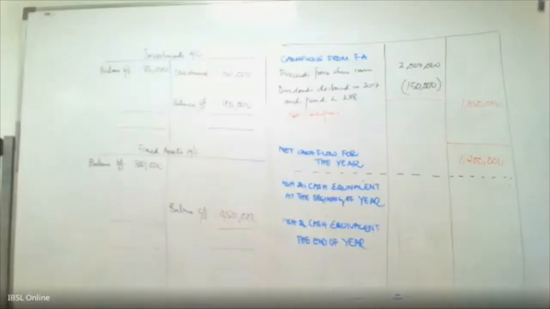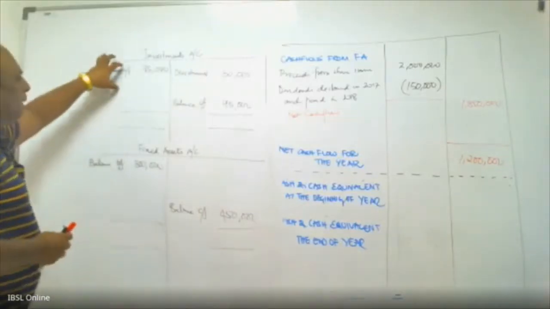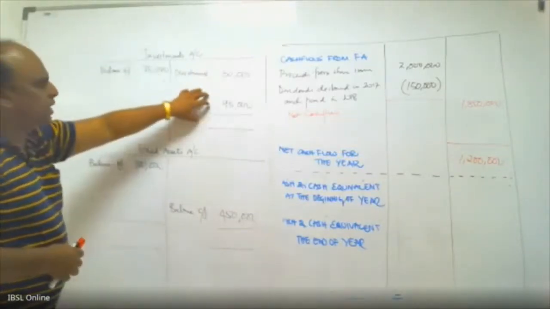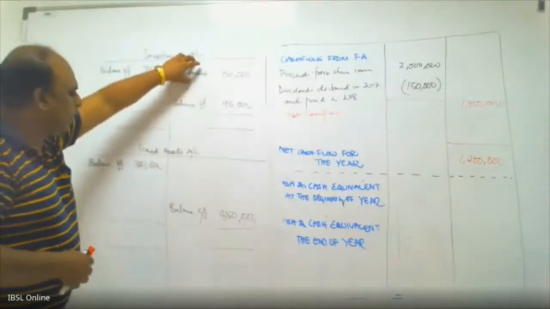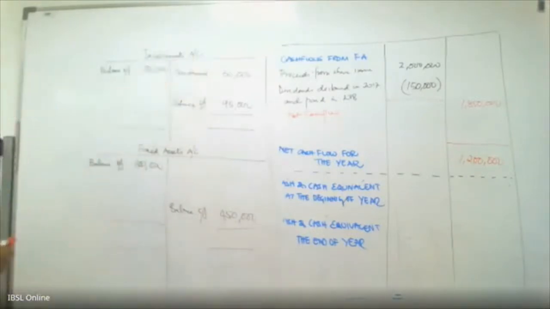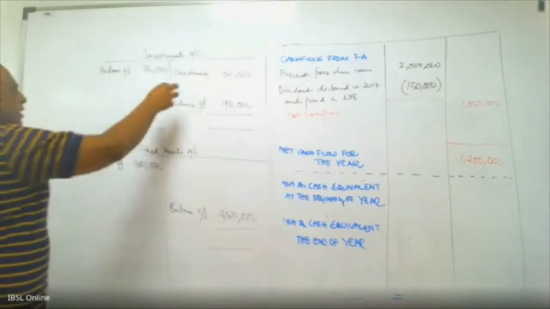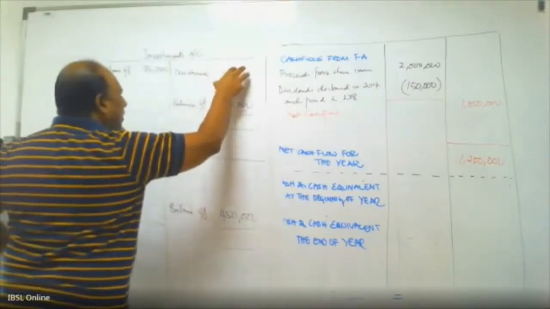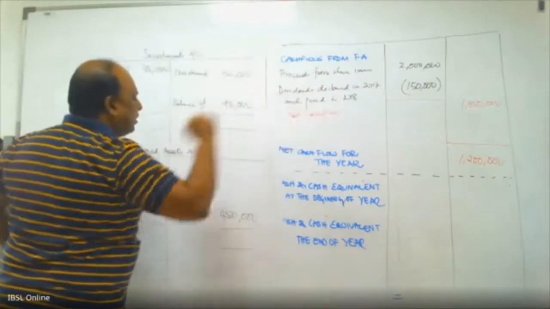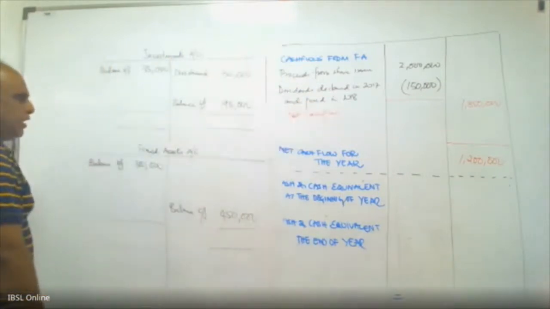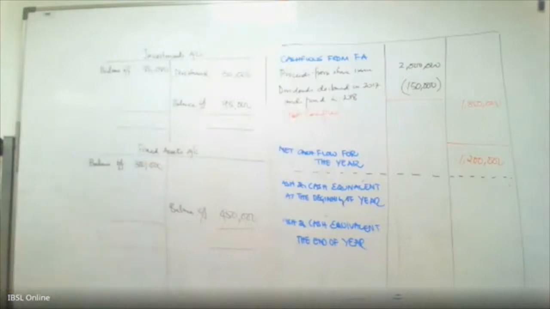Right. So now opening balance 75,000, closing balance 95,000. During the year they have done some divestment. So when they do that divestment, what will happen? Investment credit 30,000, cash 47,500, and there was a profit of 17,500. That is how it happens.